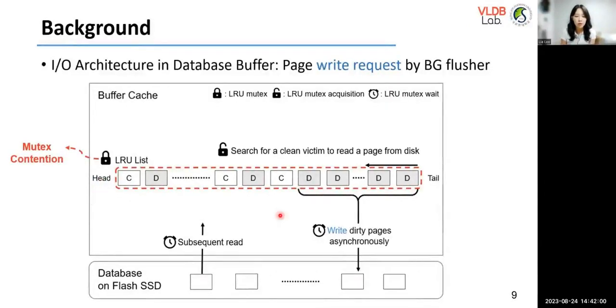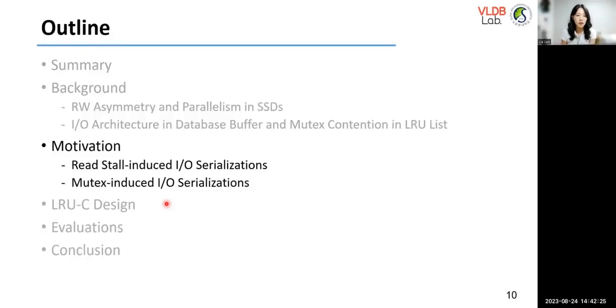Meanwhile, the background flusher periodically flushes a certain number of dirty pages at the end of the LRU list to produce free buffers for the foreground thread. Likewise, the foreground thread and the background flusher compete for the same global LRU mutex, even if they target totally different pages in the LRU list.